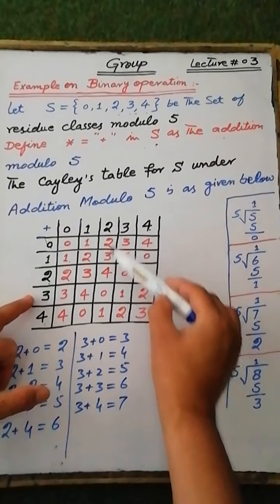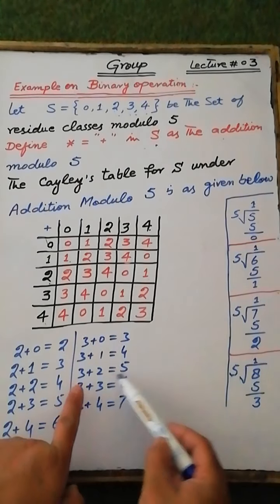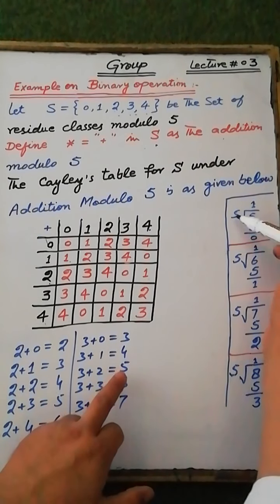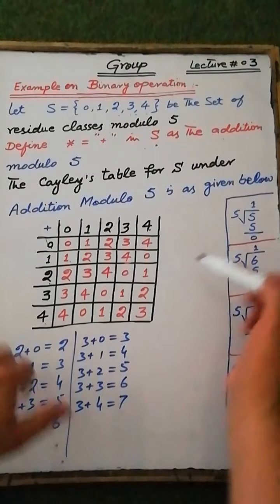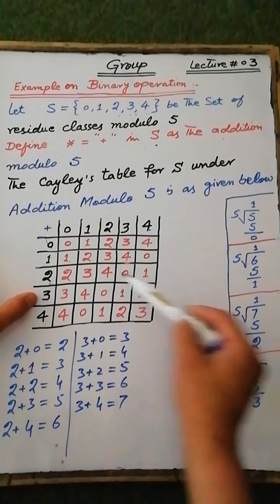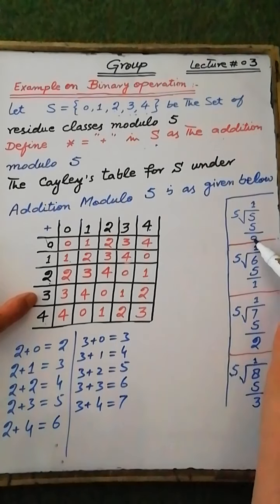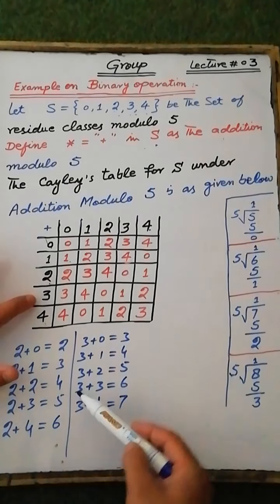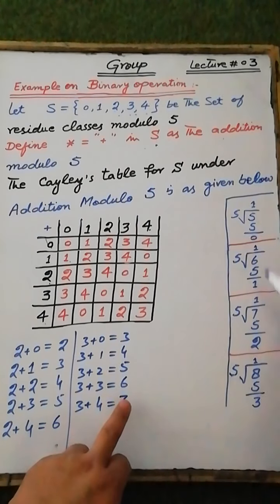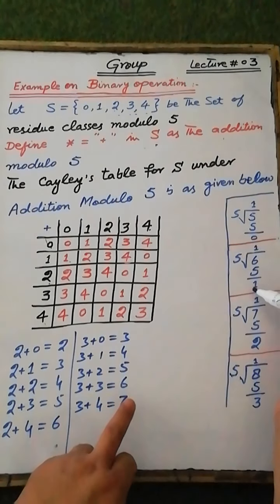3 plus 2 is equal to 5, which is equal to 5. Therefore we divide this result 5 by 5, the remainder is equal to 0. Therefore when we add 3 with 2, we write here the remainder 0 as explained above, and 3 plus 3 is equal to 6, which is greater than 5. We divide this result 6 by the element 5, the remainder is equal to 1.